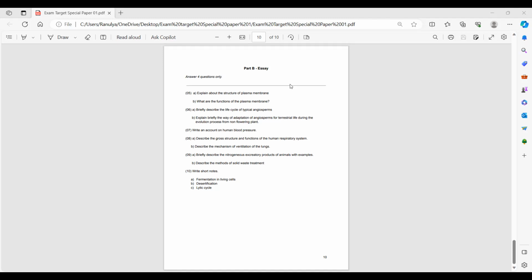Then some proteins and lipids have short branching carbohydrate chains like antennas, forming glycoproteins and glycolipids respectively. Animal cell membrane may contain a few cholesterol molecules.